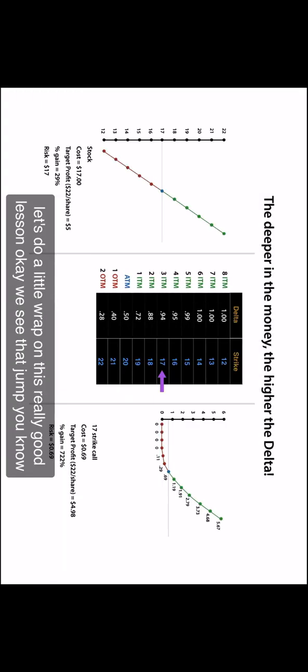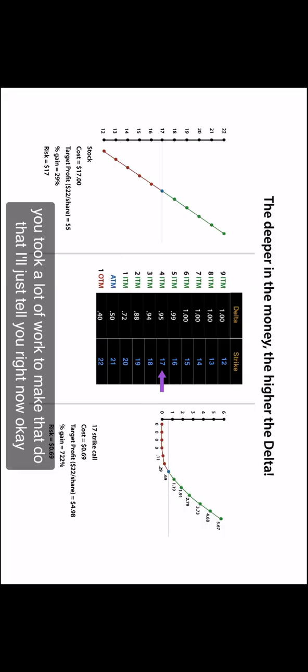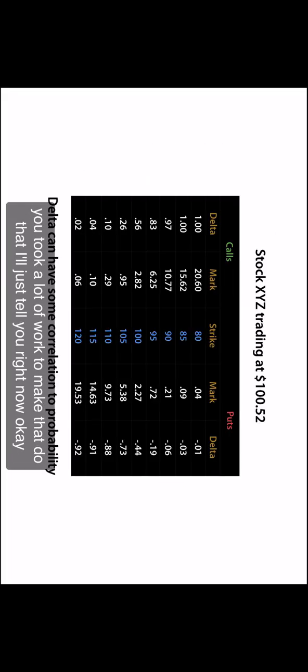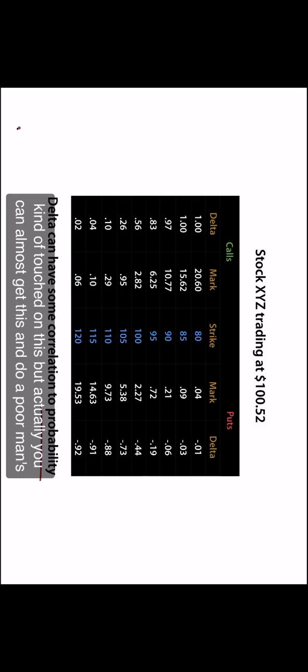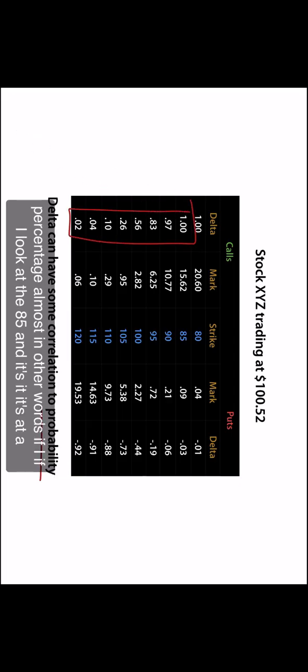So let's do a little wrap on this really good lesson. Okay, we see that jump. It took a lot of work to make that do that, I'll just tell you right now. Okay, last thing we're going to talk about is there's a correlation of probability. We kind of touched on this, but you can almost get this and do a poor man's percentage, almost.